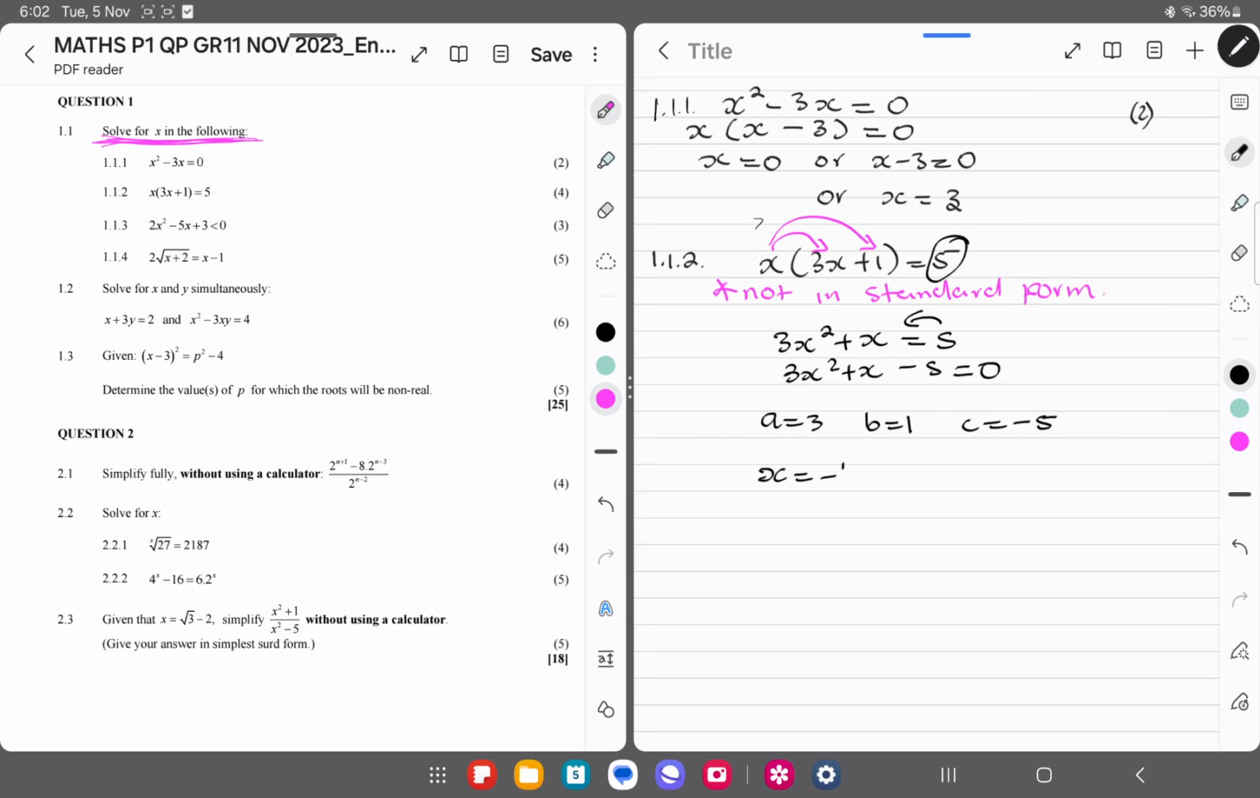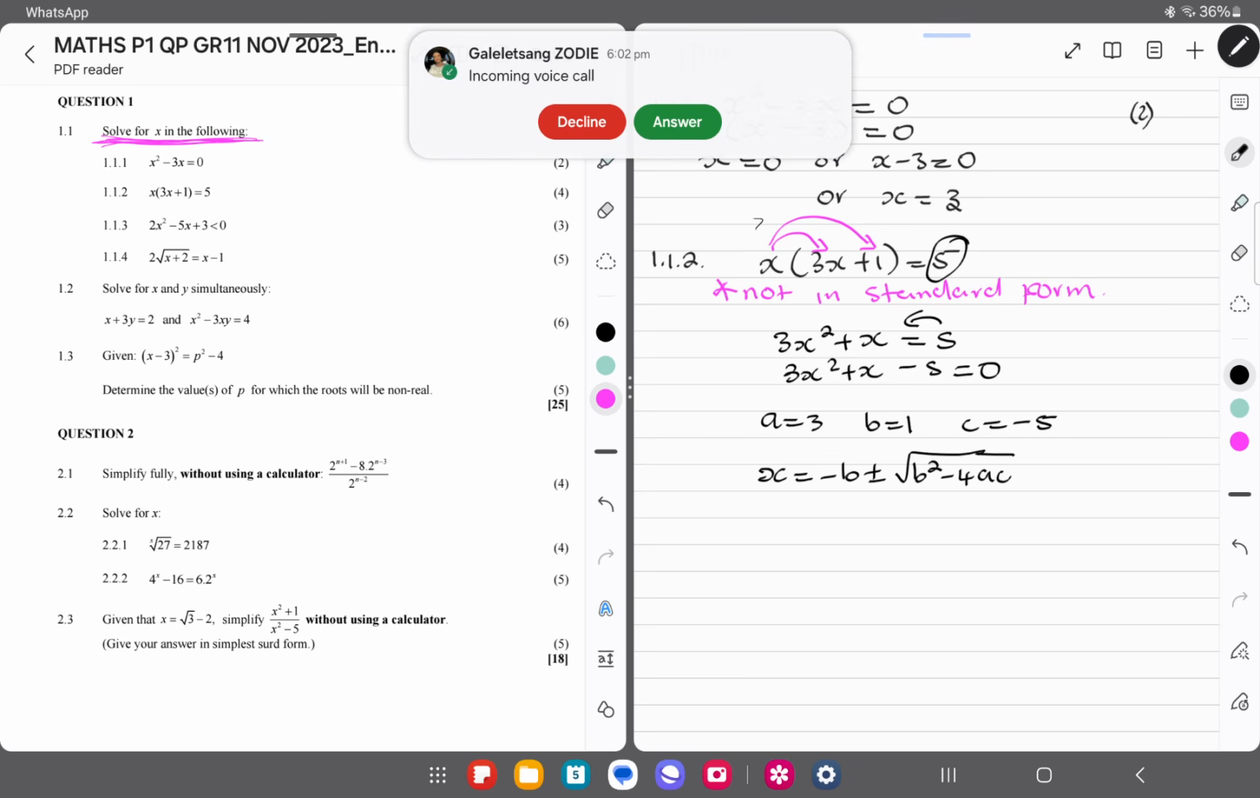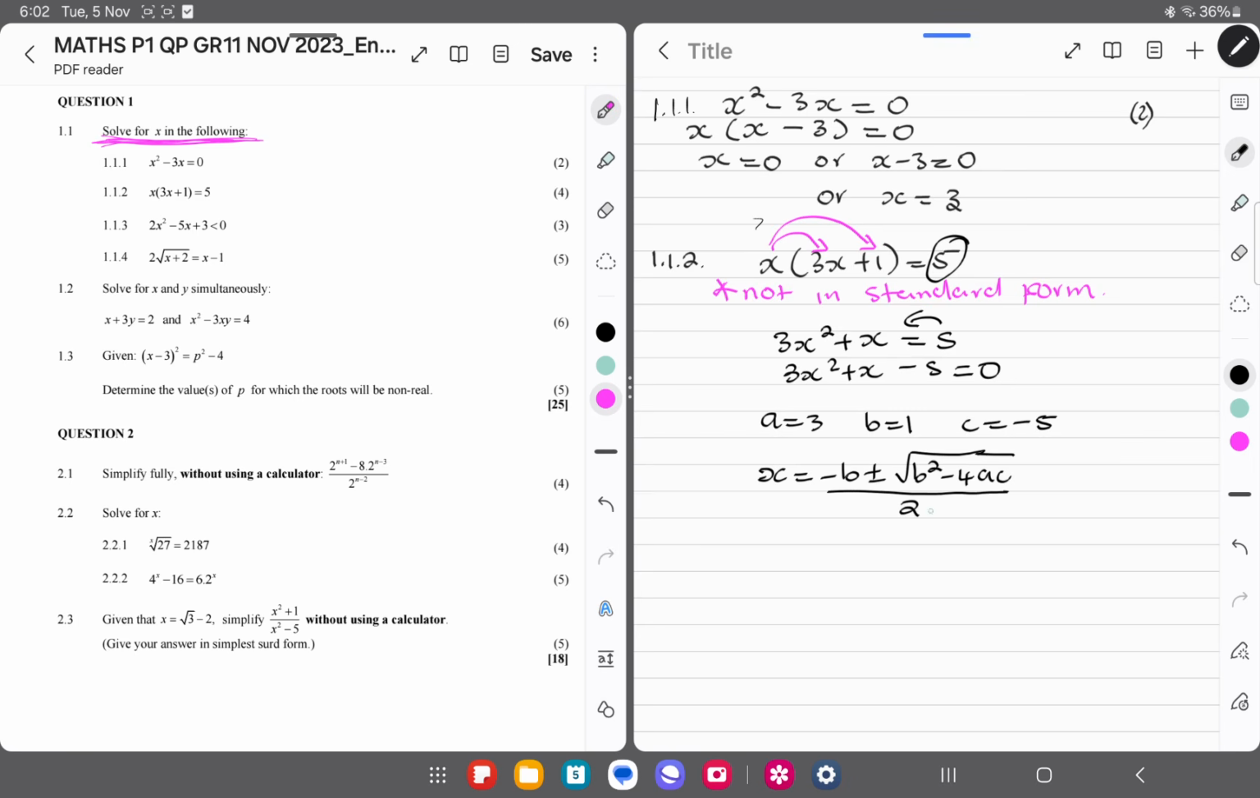So this is going to be x equals to minus b plus minus the square root b squared minus 4ac over 2a. Therefore, x equals to, then this will be minus 1 plus or minus the square root 1 squared, b squared minus 4, 1, c is negative 5 over 2 times 3, a, it's 3, sorry, that's supposed to be 3. A, it's 3, it says negative 5, yeah.